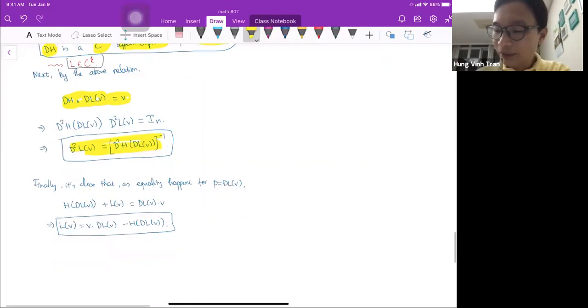And finally, we are done here, because equality happens when P equals dL of V. So you replace P by dL of V in the above inequality. To have equality, you have H of dL of V plus L of V equals dL of V dot V. And that implies that L of V equals V dot dL of V minus H of dL of V. Okay, then we are done.